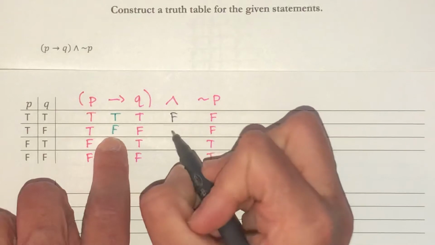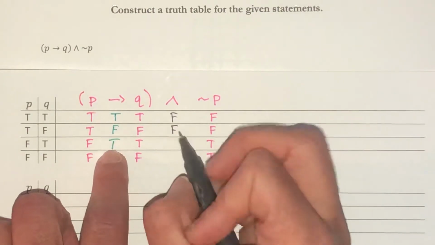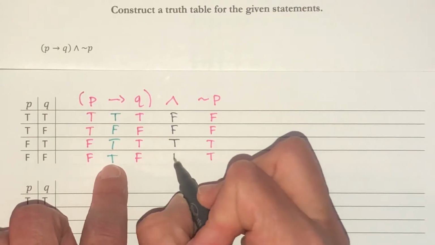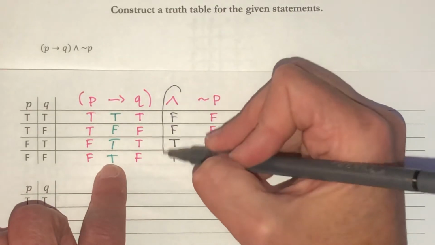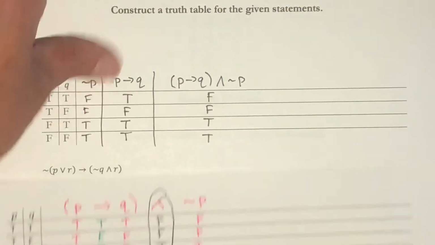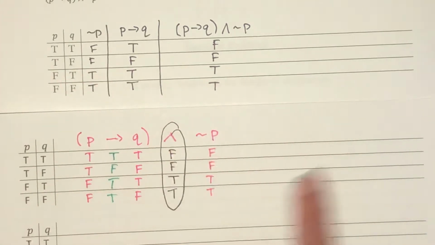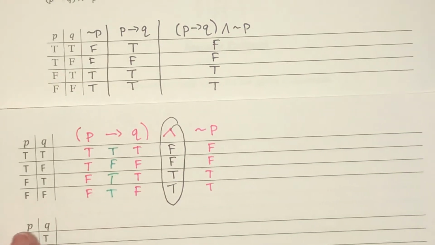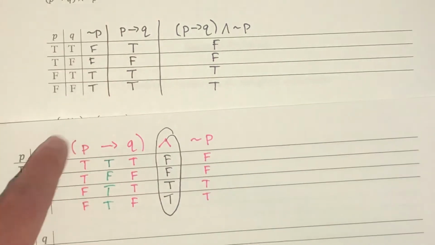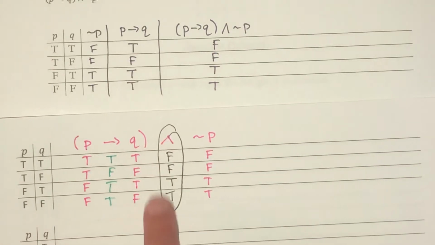False and false, which is false. True and true is true. True and true is true. This column right here is your answer. If you look at what we did previously, you can see that we've done the same things. We just wrote it all together. This column right here is here. This column is right here. And then right here, we have it under the AND.